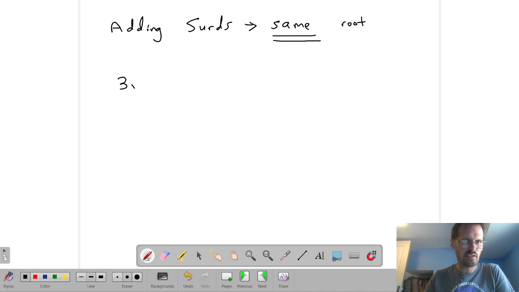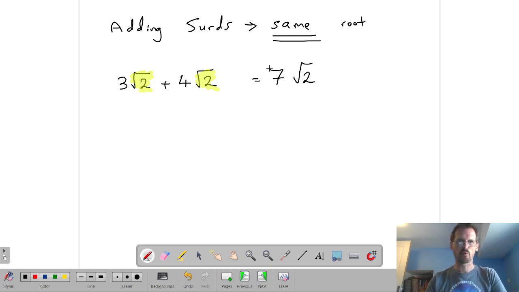So if you've got 3 lots of root 2, and you add on to that 4 lots of root 2, all you're doing is counting up how many root 2s you've got. So you've got 3 of them, and you've got 4 of them. How many is that? It's 7 of them. And the root bit stays the same because you're just literally counting up how many root 2s you've got. You've got 3 root 2s and 4 root 2s, that is 7 root 2s. Now, that's fine because they have the same root bit.